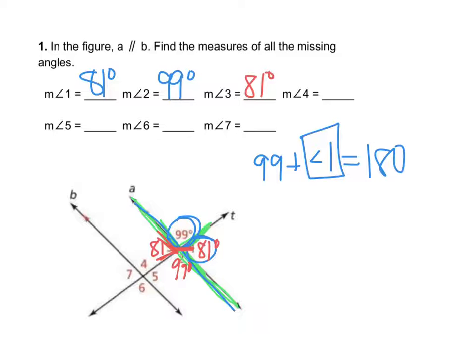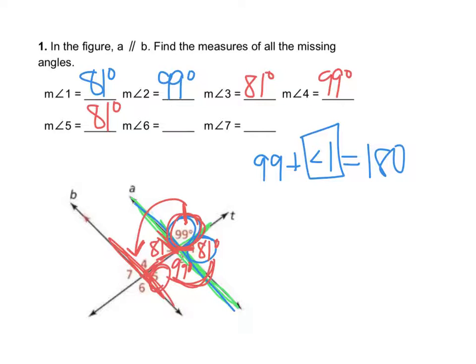Then I'm going to use what I know about alternate interior and alternate exterior angles, or even corresponding angles. There are a bunch of different angle relationships that you could use to fill in the rest of these. This 99-degree angle corresponds with angle 4, meaning that they're equivalent. So the measure of angle 4 has to be 99 degrees. Because angle 4 and angle 5 make a linear pair, angle 5 has to match up with angle 1. So angle 5 would have to be 81 degrees.